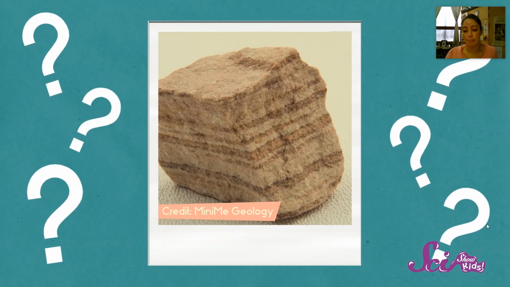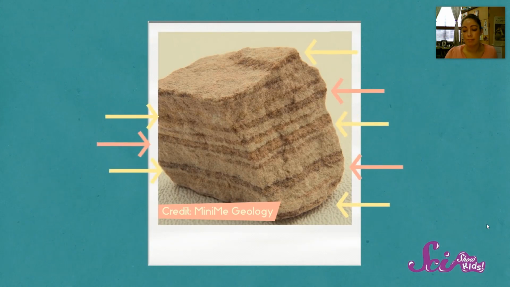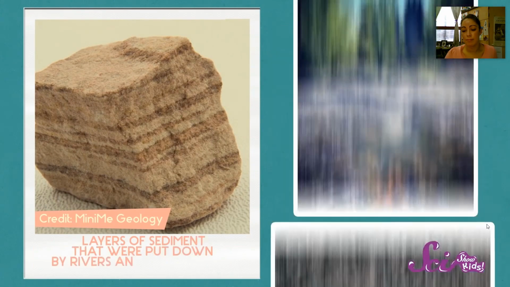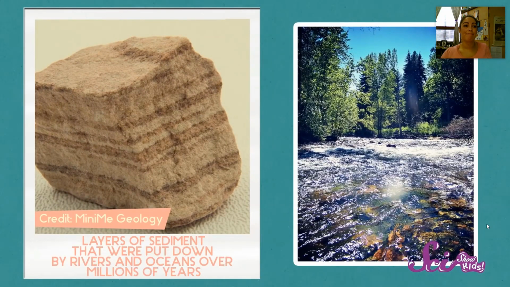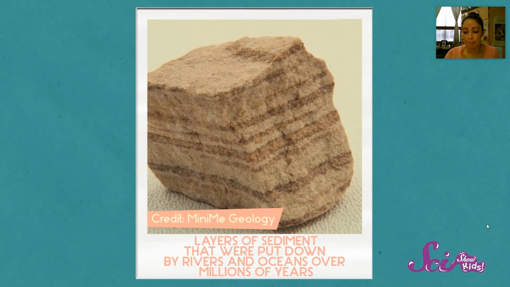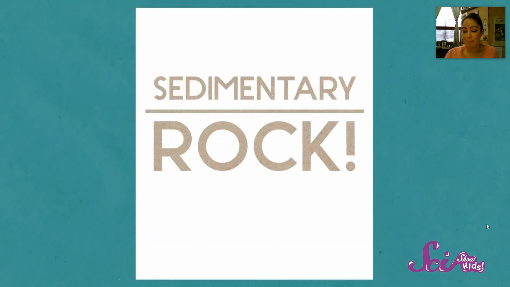Now, what about this one, rock detectives? Check out those layers, kind of like a big cake. Those are layers of sediment that were put down by rivers and oceans over millions of years. Since you can see it's made up of smushed up layers of sediment, can you guess what it is? It must be a sedimentary rock.